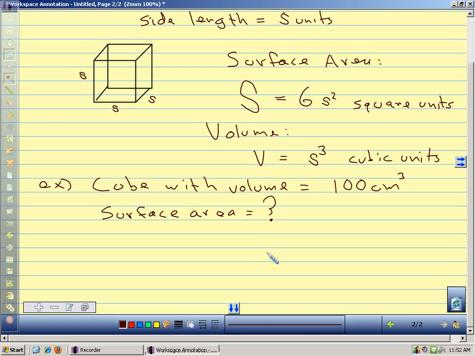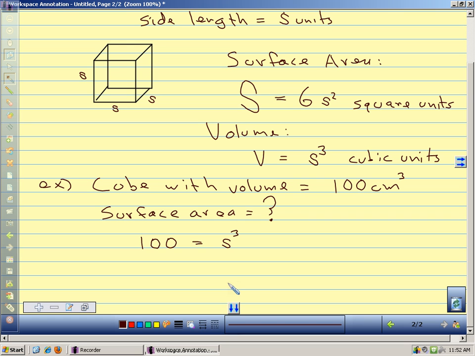Well, in order to calculate our surface area, what do we need to know? We need to know the side length. So from our volume, we have to figure out our side length, and then we can figure out our surface area. So I'm going to use the volume formula. My volume, 100, equals the side length cubed.